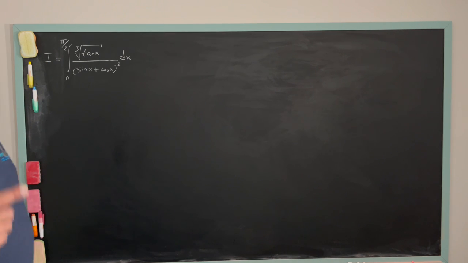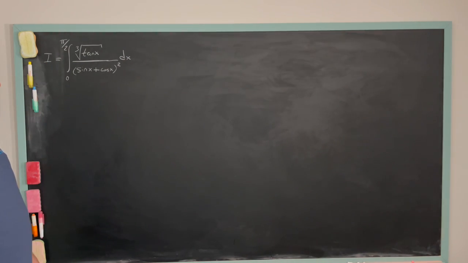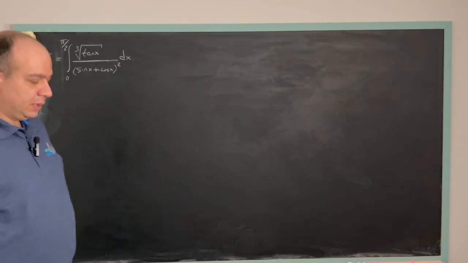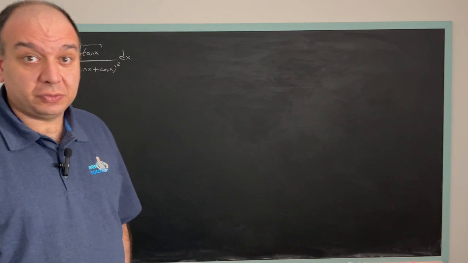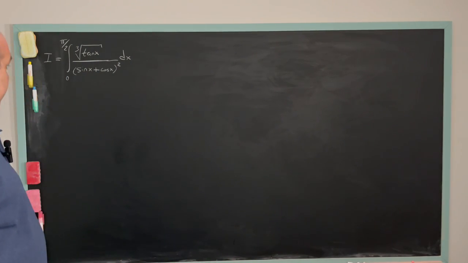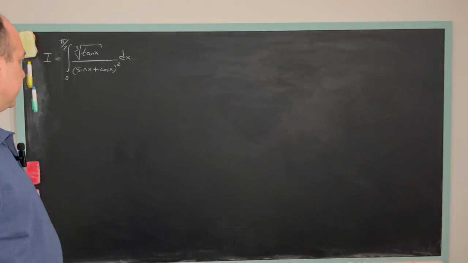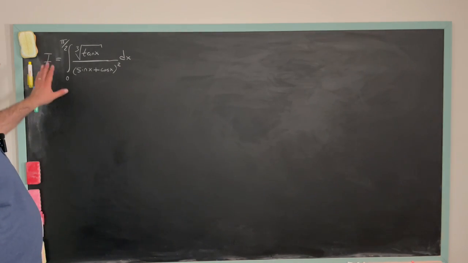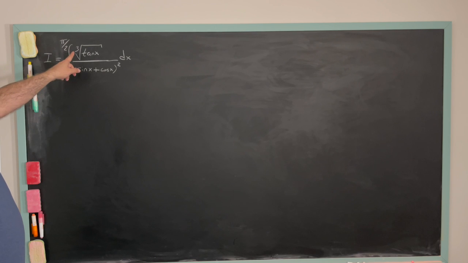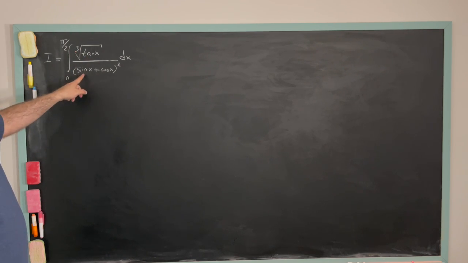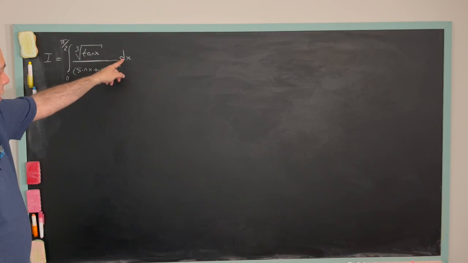So as I promised, this is the integral I would like to solve. This actually appeared in the MIT Integration Bee Contest 2023. It was actually the first question in the finals. Okay, so what does it say? The integral is equal to from 0 to pi over 2 of the cube root of tangent x divided by (sine x plus cosine x) squared dx.